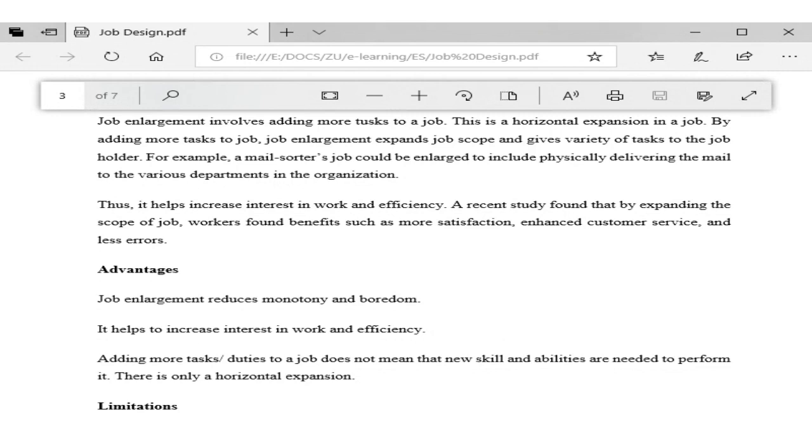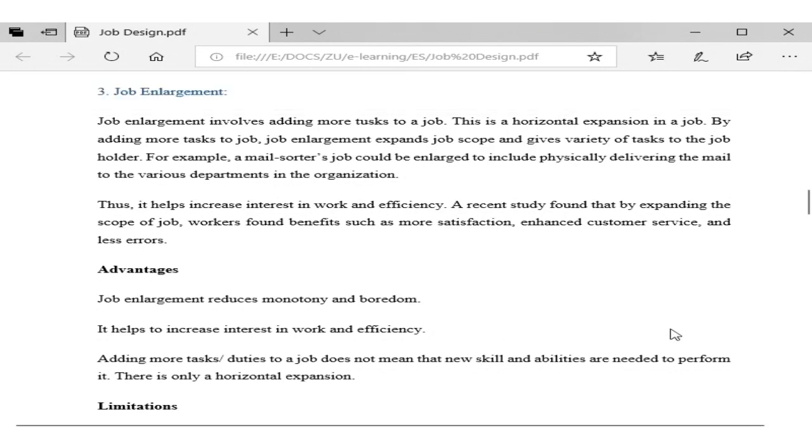Some of the advantages is that it reduces monotony and boredom. When doing the same thing over and over again, at some point monotony and boredom come on board, so it reduces it. This is what we've been battling with all along. We want to reduce it completely, and as we move to the next one, you'll find that we shall have reduced it. Then it helps increase interest in work. You get more interested and you become more efficient. By adding more tasks and duties to a job, you may not require new skills and abilities to perform the task. So you'd find yourself safe because it's just a matter of horizontal expansion. You're expanding the job horizontally.